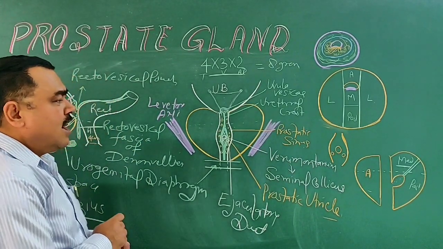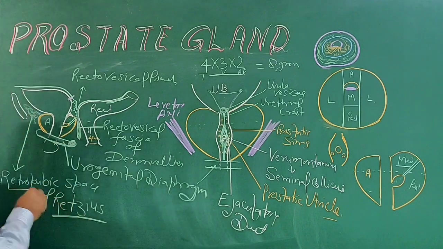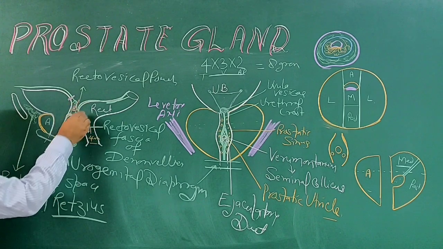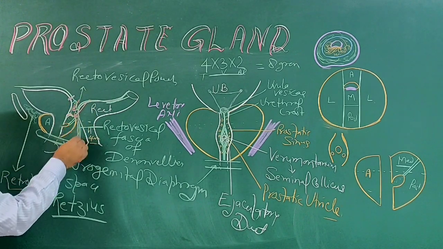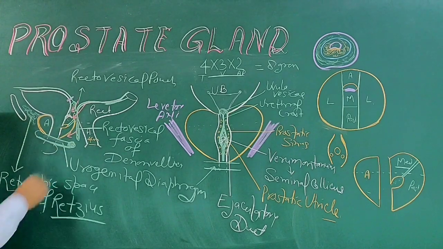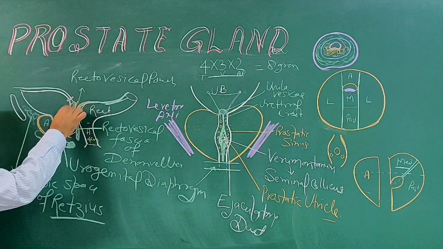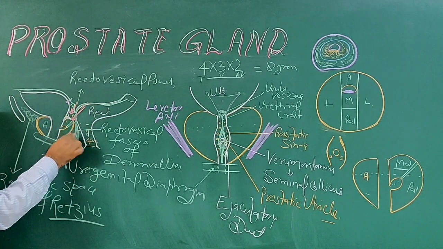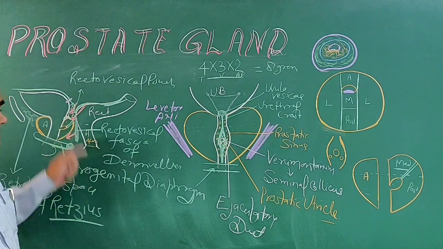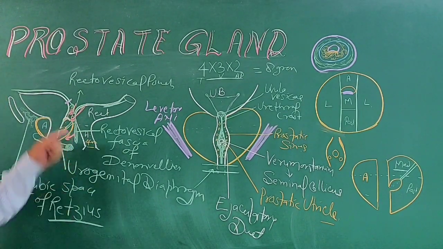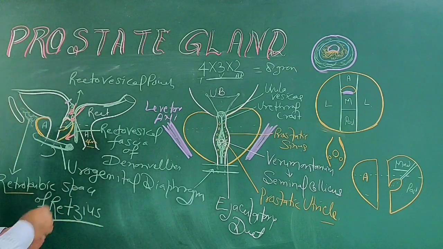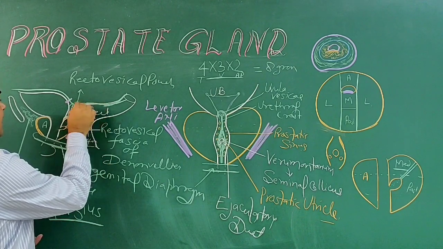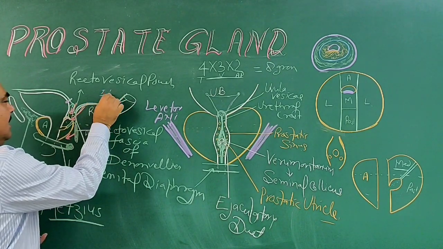Now arterial supply: it is supplied by the inferior vesical artery, the middle rectal artery, and the internal pudendal artery. Inferior vesical, middle rectal and internal pudendal. Venous drainage is by the same veins, ultimately draining into the internal iliac vein.